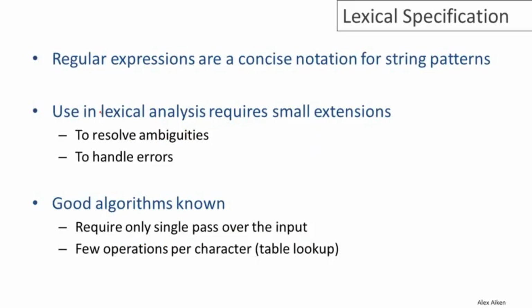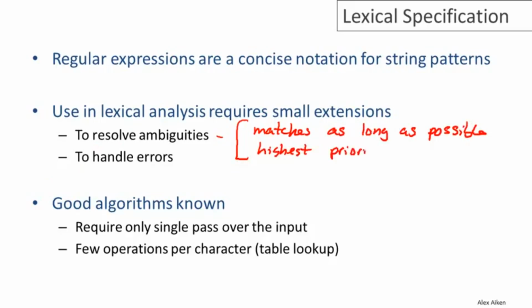To wrap up this video, regular expressions are a very nice and concise notation for string patterns, but to use them in lexical analysis requires a couple of small extensions. So in particular, there's a couple of ambiguities we have to resolve. We want our matches to be as long as possible. So we take as much input at a time as we can, and we also want to choose the highest priority match. So the regular expressions are given a priority, the different token classes have priorities, and when there's a tie, when the same prefix of the input could match more than one, we pick the one that has the highest priority. And typically this is done just by listing them in order in a file, and the ones listed first have higher priority over the ones listed later.